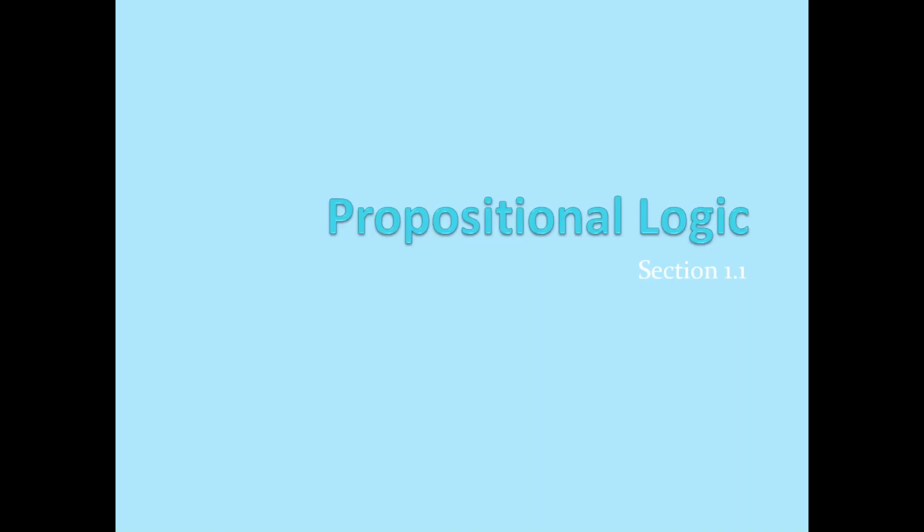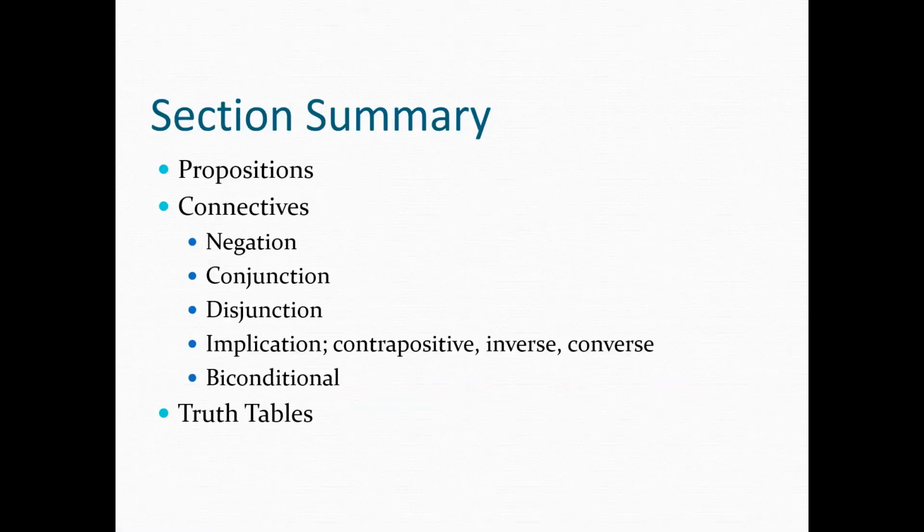So section 1.1 is about propositional logic. Now it consists of two terms. Let's see what a proposition is and what propositional logic is. Let's reveal it in later slides. In this section summary, we'll be defining proposition, and we'll learn a few connectives like negation, conjunction, disjunction, implication, contrapositive, inverse, converse, and biconditional. And we'll learn how to make truth tables for all these connectives.